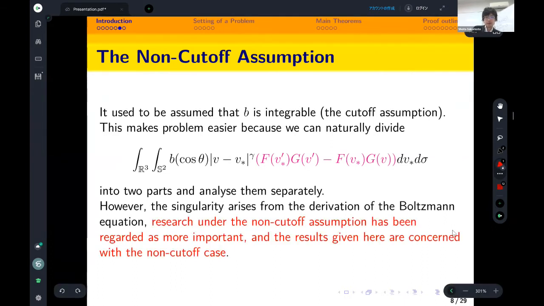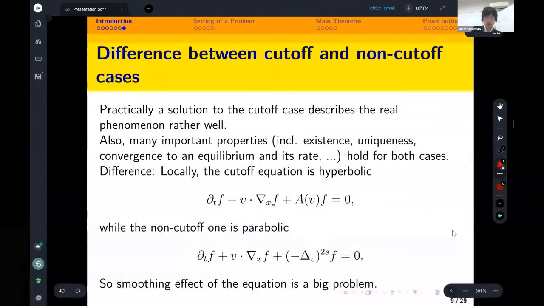However, the singularity arises from the derivation of the Boltzmann equation. So it's natural to assume the non-cutoff assumption, and that's the reason why the non-cutoff assumption is an important research topic. Even though I am not going into this topic in detail, I want to emphasize one difference between the cutoff and the non-cutoff cases.